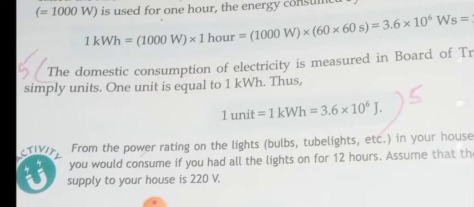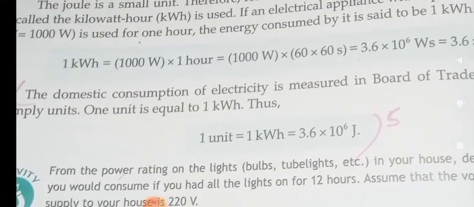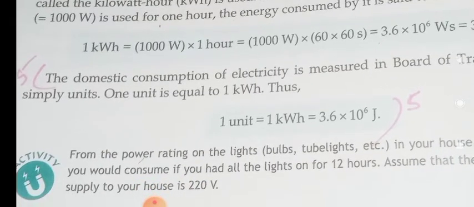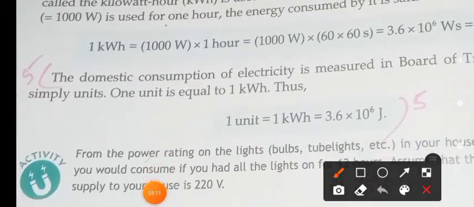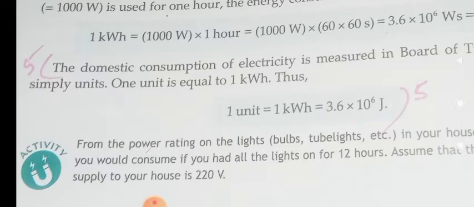So the domestic consumption of electricity is measured in Board of Trade units, or simply units. 1 unit, or kilowatt hour, is equal to 3.6 × 10^6 joules. So this value you have to remember. Okay children, this value is very important: 1 kilowatt hour is equal to 3.6 × 10^6 joules. Hope you have understood this very well, children.